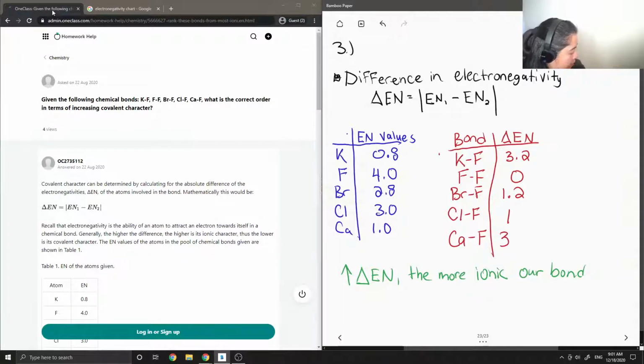So now we just kind of have to rank from most, no, not ionic, but most covalent character to the least. So the highest delta EN value was the potassium-fluorine bond.